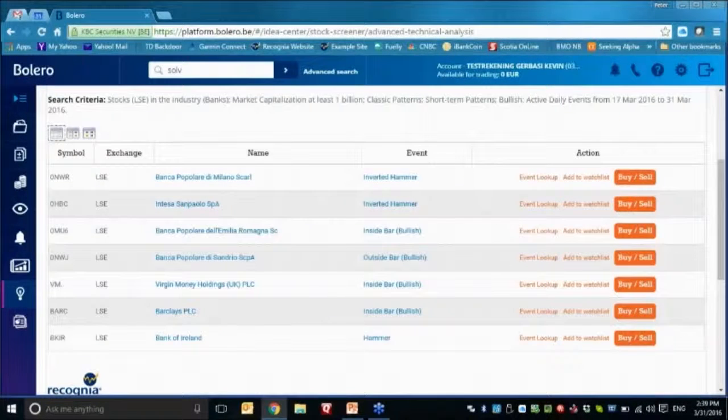So actually here are a bunch of stocks that trade on the London Stock Exchange that have had bullish technical events over the last 2 weeks. Okay, so Virgin Money Holdings I see, Barclays I see, Bank of Ireland I see, and so on. And incidentally, you can view these in different ways.